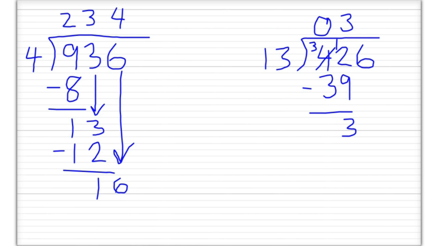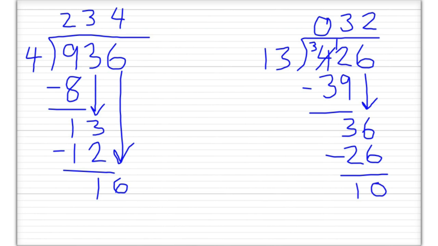Now 13 isn't going to go into 3, so we need to bring the 6 down. 13 will go into 36. It will go into 36 twice, so we put a 2 up there. And 13 times 2 is 26. So we take away 26 from 36. 6 minus 6 is 0. 3 minus 2 is 1.